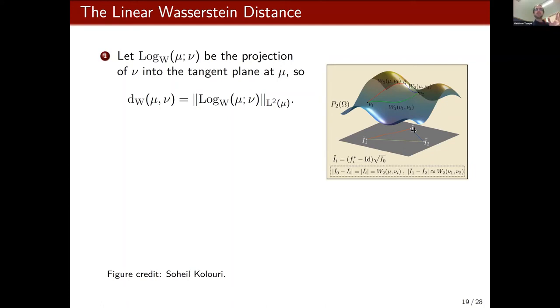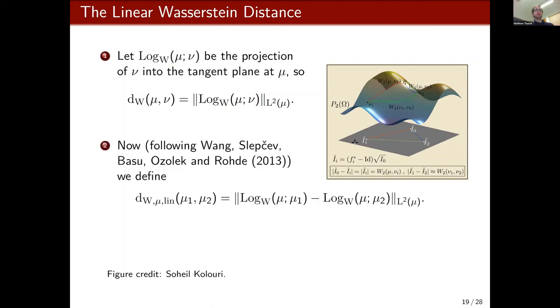And then approximately, we expect that the green curve here is going to be equal to the green line here. This depends on how curved the space is, but it's an approximation we can make. More precisely, the Wasserstein distance between a measure mu and nu is equal to the Euclidean distance, given by this L2 norm, of the logarithmic map, which is just a projection into the tangent plane. This allows us to define a linear Wasserstein distance.